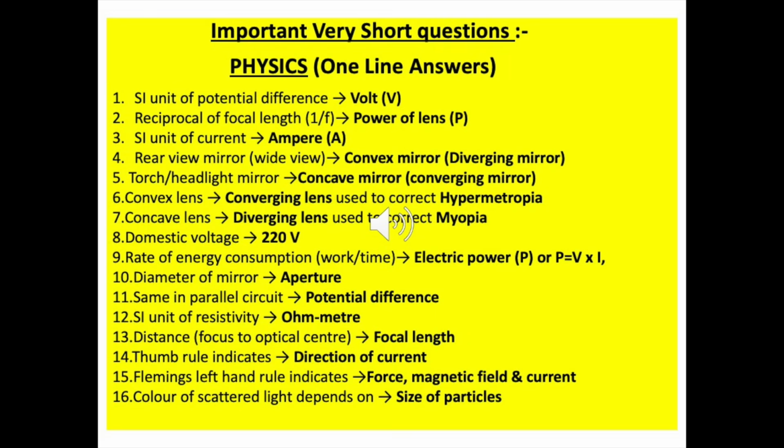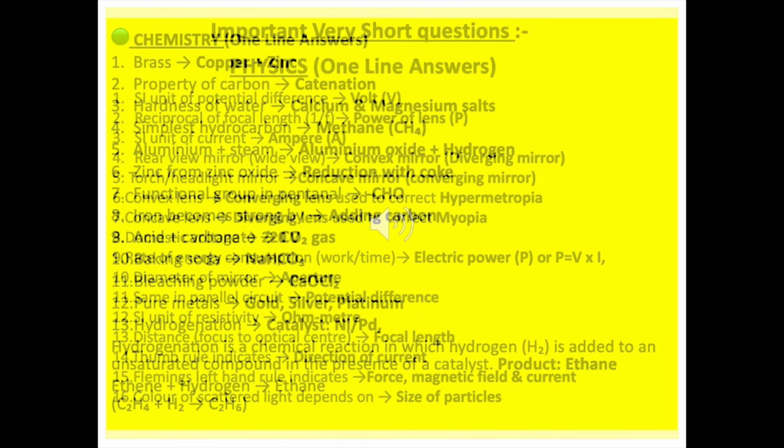And now the 14th point is about the thumb rule. The thumb rule indicates the direction of current, and the 15th point is about Fleming's left hand rule, which indicates force, magnetic field and current direction. Next, the colour of scattered light depends on the size of the particles on which the light strikes.